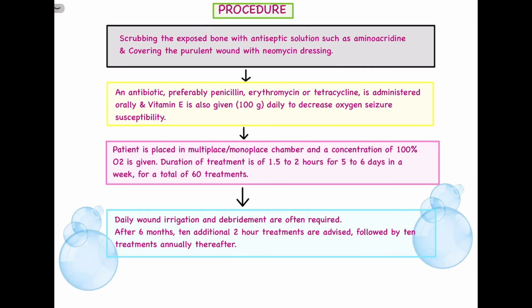So 2 to 3 main things which we have learned within this procedure slide. First is that we will be scrubbing the exposed bone with antiseptic solution. Superficially, whatever necrotic material is there will be removed, right? Then we will be covering the purulent dressing with any antibiotic, right? After that we need to give antibiotic cover to the patient because of chronic infection again, and we are prescribing vitamin E tablets to prevent the oxygen seizure tendency, right? After that we are giving the therapy according to the standard protocol, and daily wound irrigation as well as debridement is absolutely necessary, followed by a long term follow up.